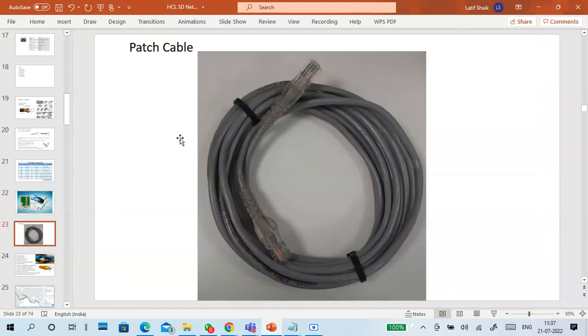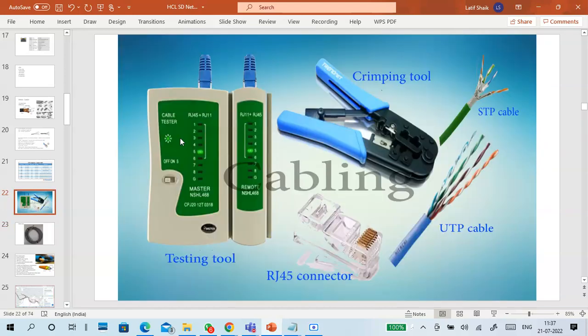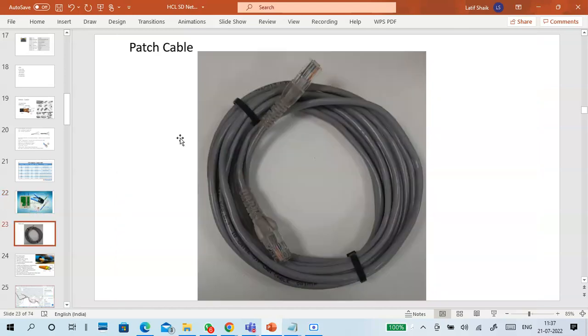To connect these plugs to the cable, that is a crimping tool. So STP, UTP, and here it is the RJ45 connector. This is how the cable looks. These cables we also call a patch cable. Don't get confused between a patch cable and UTP or STP. A patch cable is just a configured cable, not an empty cable. Both side connectors are there, so you can connect it.